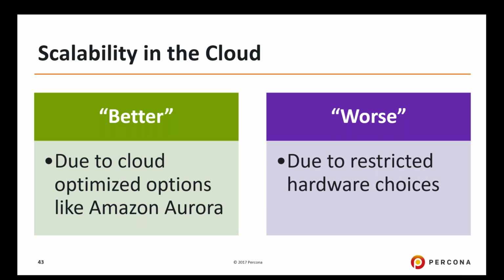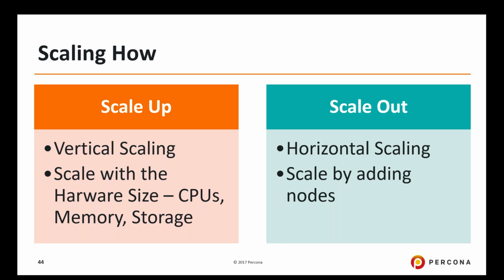Now let's talk about scaling a little bit. In the case of scaling, there are some things in the cloud that are better and some things that are worse. Better, because the cloud provides some very optimized options, such as Amazon Aurora. But it's also worse because there are a lot of restricted hardware choices, right? There are certain things which we may know work great, but are just not available in the cloud.